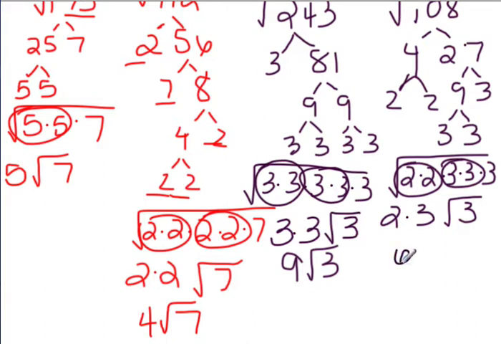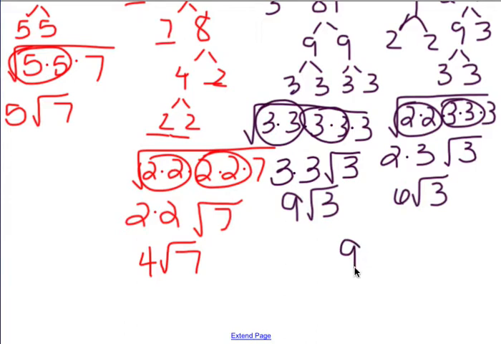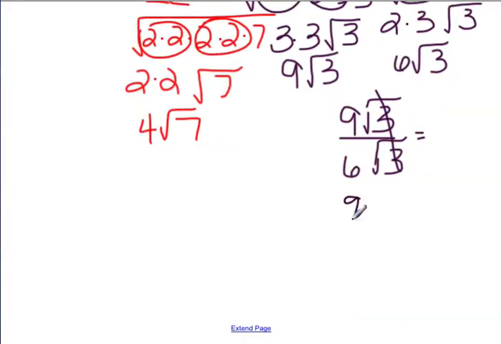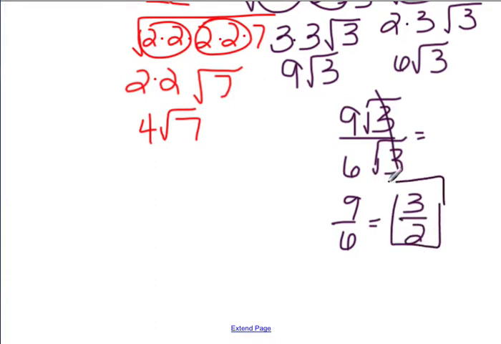Well, 2 times 3 is 6, and then we have square root of 3. So now we're going to rewrite that back as a fraction as it was in the beginning. And when we do that, we see that we can cross off the square roots of 3's. So that's going to give us 9 over 6. Now I need to reduce this fraction. Both 9 and 6 are divisible by 3. So then the reduced fraction I get is 1/2.